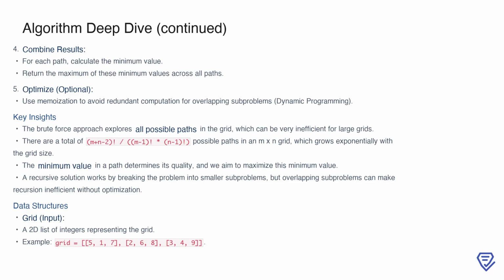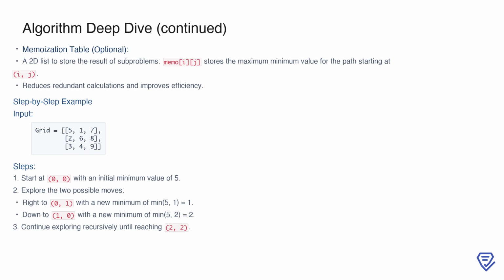A key takeaway is that the quality of a path is defined by its smallest value, which we aim to maximize. While recursion provides a way to break the problem into smaller subproblems, it becomes inefficient without techniques like memoization. To optimize further, we can use a memoization table.